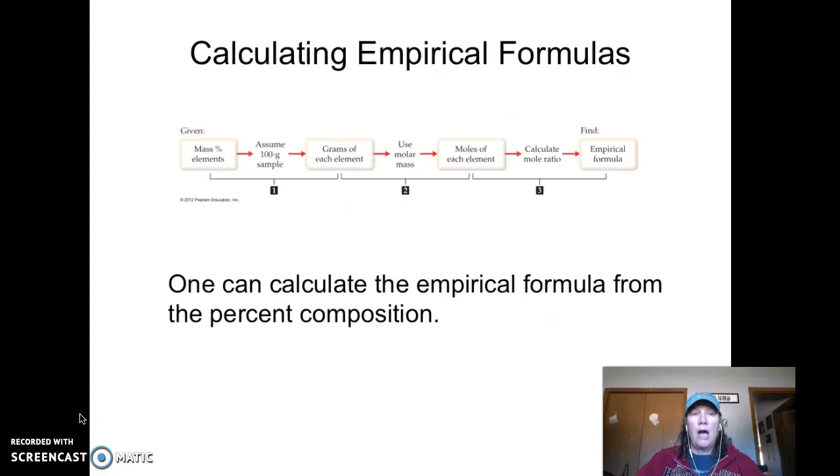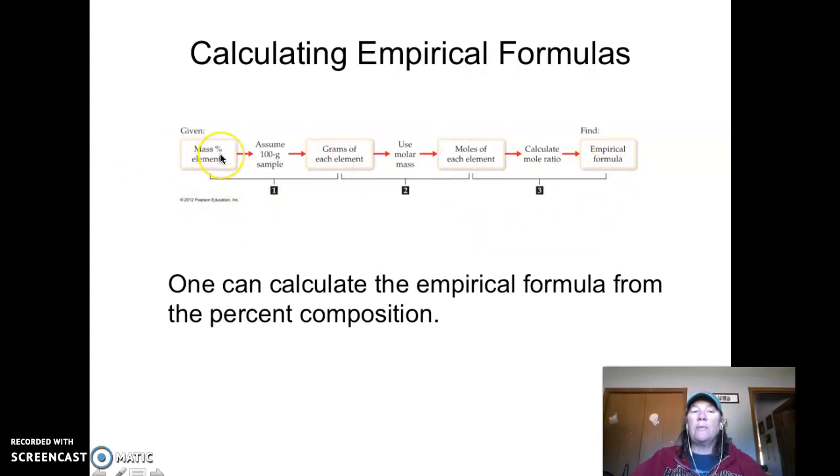So if we're going to calculate an empirical formula, you're either going to get the mass or the percent, and it doesn't matter. It might say 24 grams carbon, 14 grams hydrogen, or it's 23% carbon, and it doesn't matter, you guys. Either way, you're going to get the same answer.